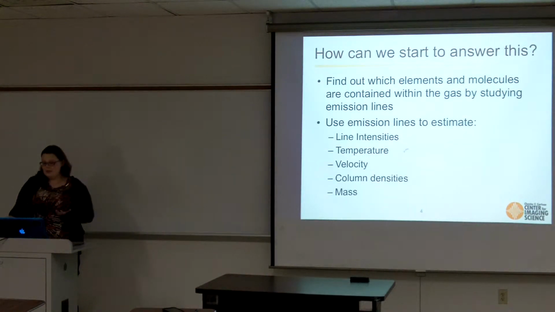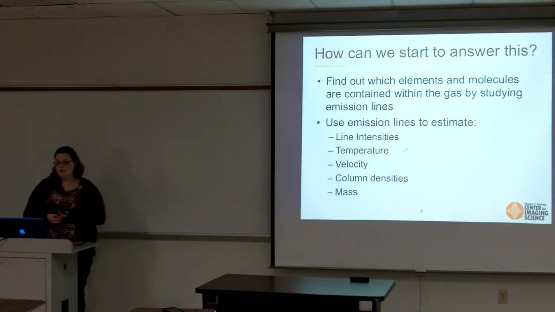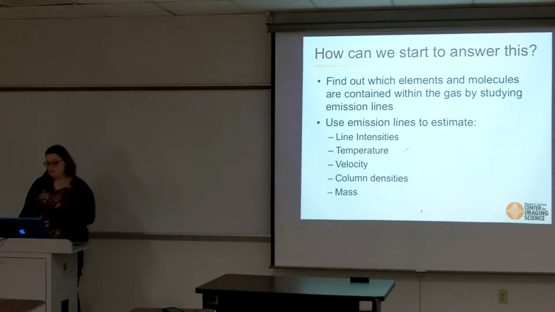So how can we start to answer this? You can take a spectrum of each stage in the evolution, and then you can look at those emission lines and figure out what elements and molecules are contained within that gas. And then you can use those emission lines to figure out line intensities, which help you estimate temperatures, velocities, column densities, and mass, and all sorts of other things. So that's a very big question.